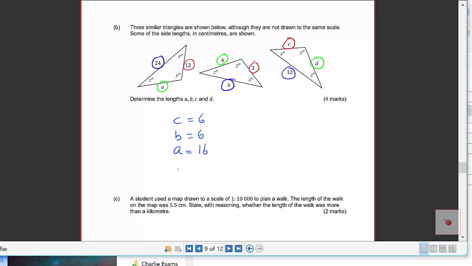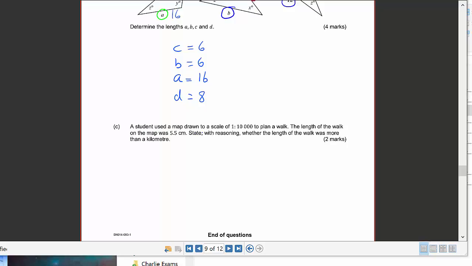And we've got d left to find. That's between the z and the y. So what have we got between z and y? Between z and y we've got this 4 here, and also the a. We've already discovered the a was 16, and we know that the lengths in this one are half of the lengths in this one, so the d would be 8.